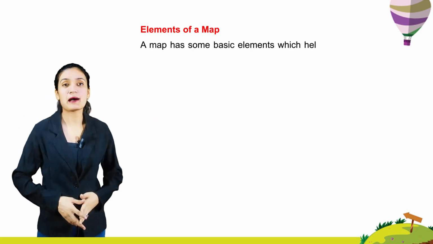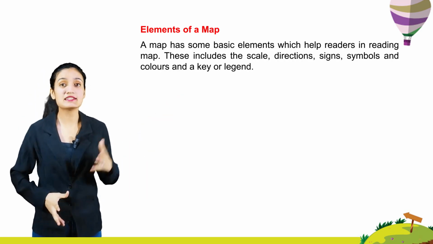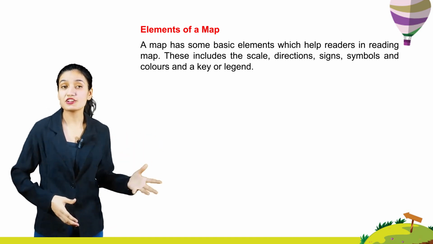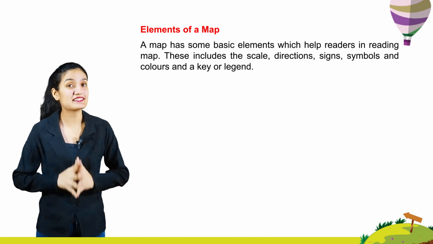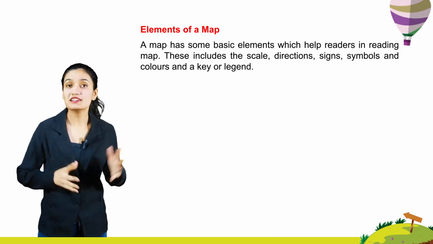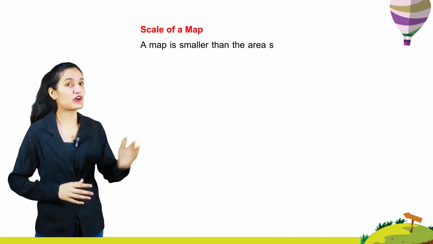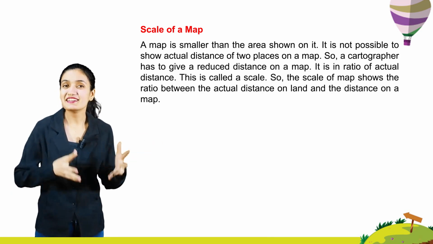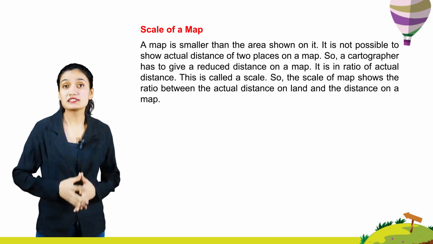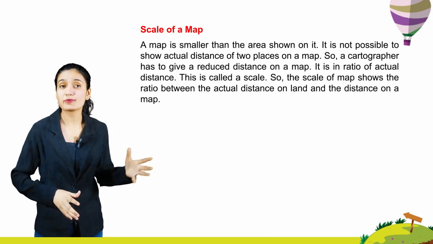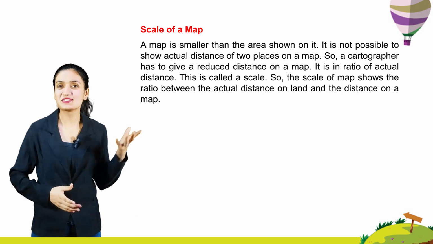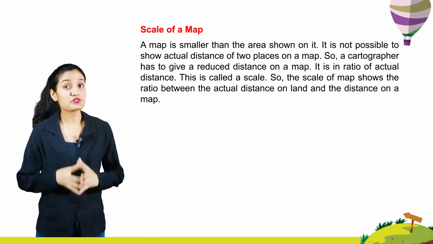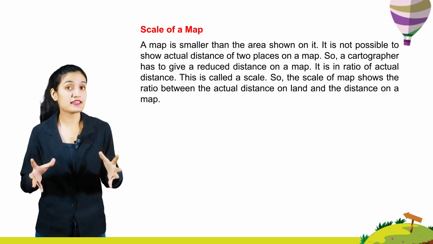Now, elements of a map. A map has some basic elements which help readers in reading maps. These include the scale, directions, signs, symbols and colors, and the key or legend. Scale of a map. A map is smaller than the area shown on it. It is not possible to show the actual distance between two places on a map. So, a cartographer has to give a reduced distance on a map. It is in ratio to the actual distance. This is called a scale.